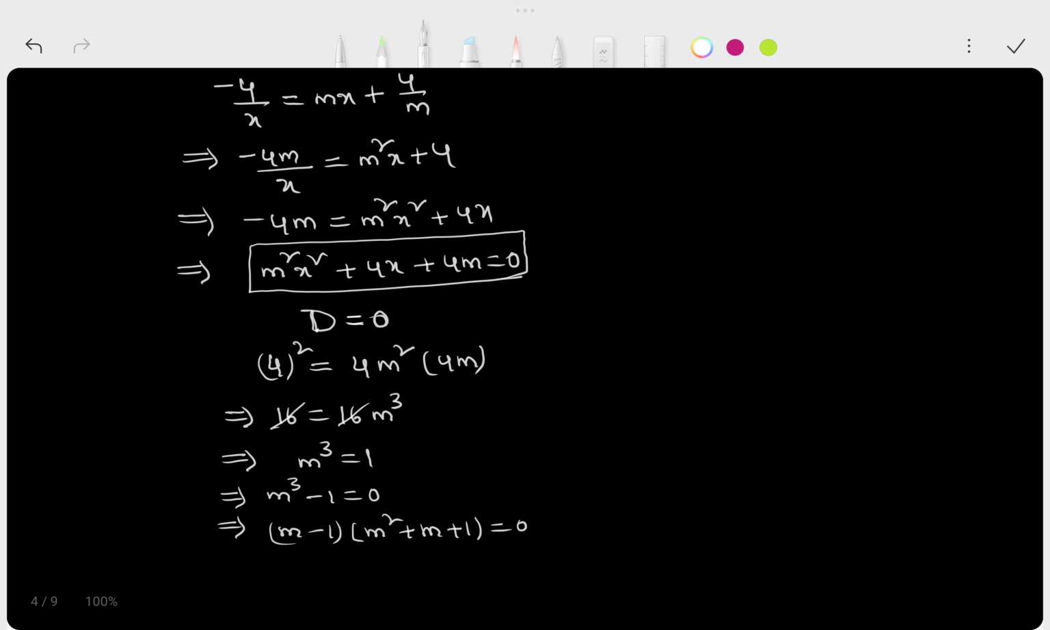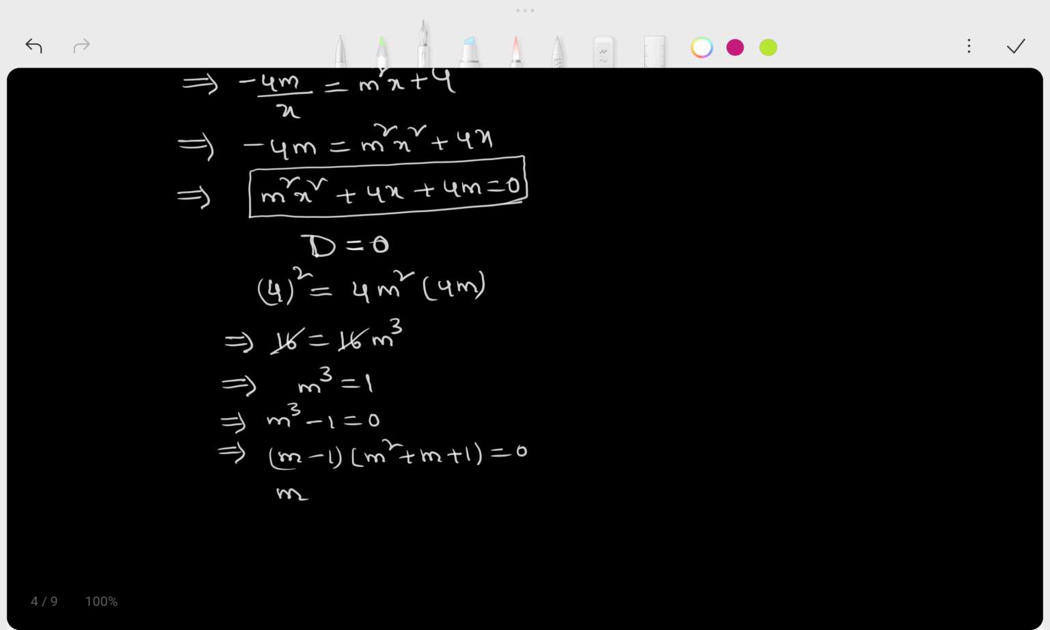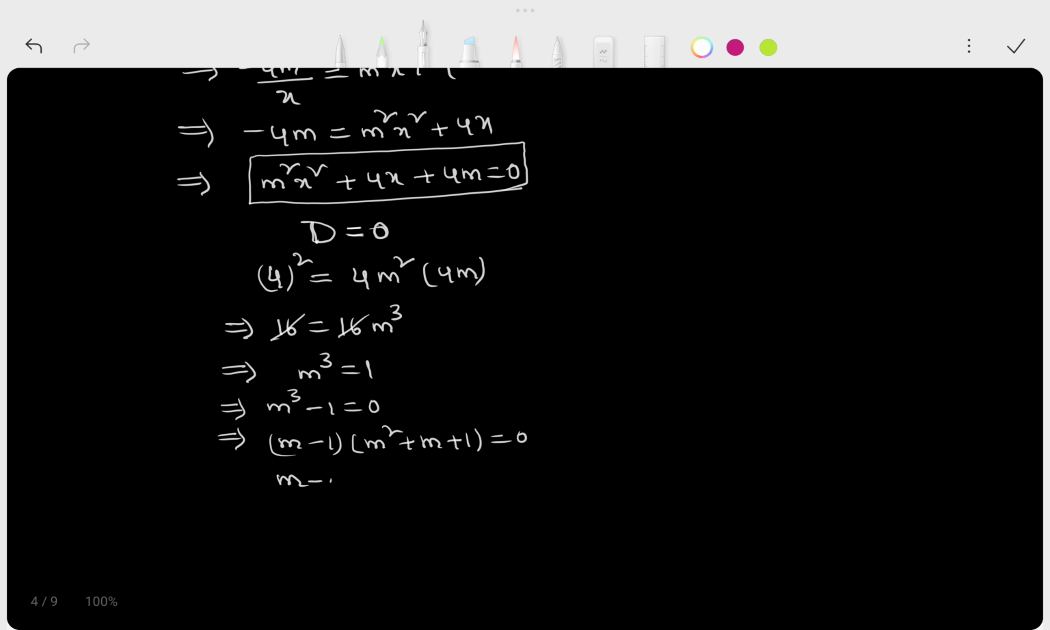So very clearly, m minus 1 is equal to 0, or m square plus m plus 1 is equal to 0. Clearly the second factor is the quadratic. Its discriminant will be less than 0, so it does not represent real values of m. So only from this equation we can write that m is equal to 1.